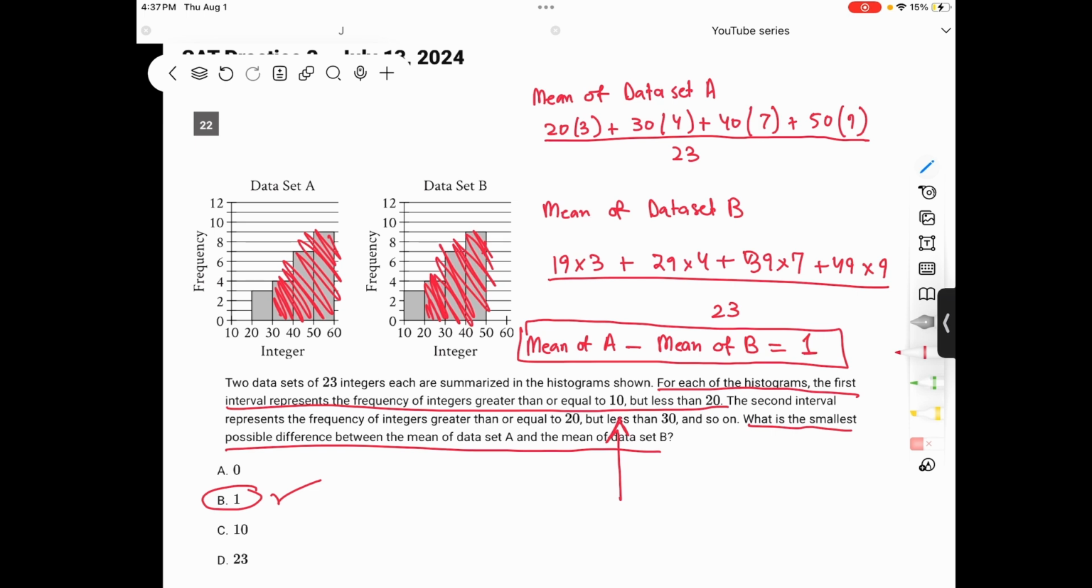We only need to see the difference between one of the intervals. So we're going to take the lower bound of the larger interval, which is going to be 20, and the upper bound for the smaller interval, which is dataset B, which is going to be 19. And 20 minus 19 turns out to be 1. So that's another way to solve this question.